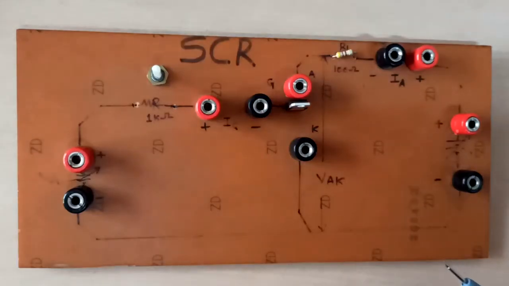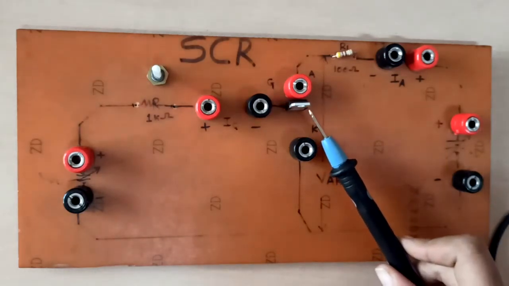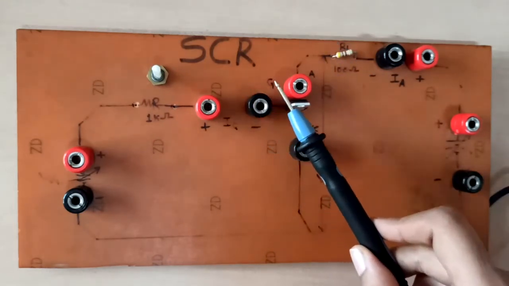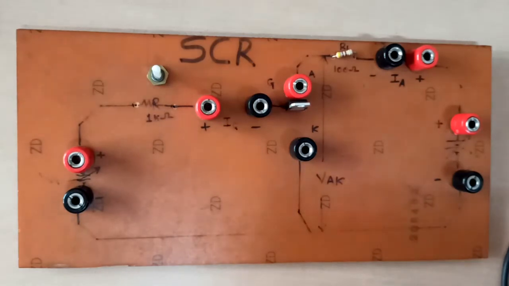This is a circuit which we are going to use to study the VI characteristics of SCR. Here you can see this is an SCR having 3 terminals: anode, cathode and gate. What we will do first, we will check the reverse blocking state, that is the off state, then we will see the forward blocking state and lastly the conduction state.